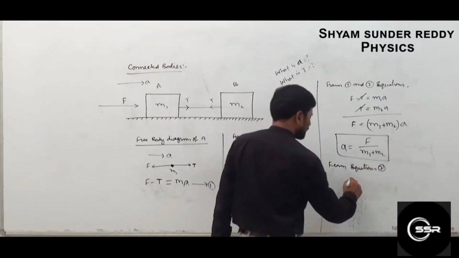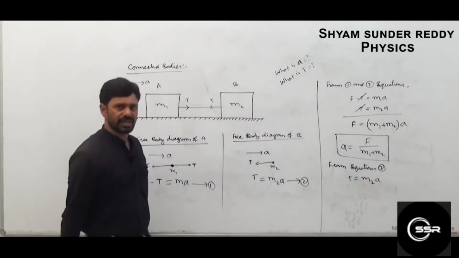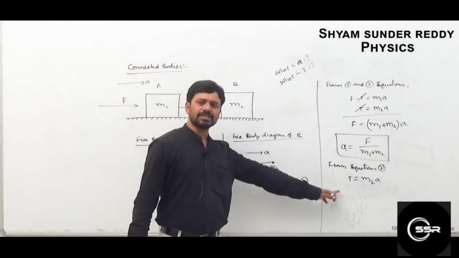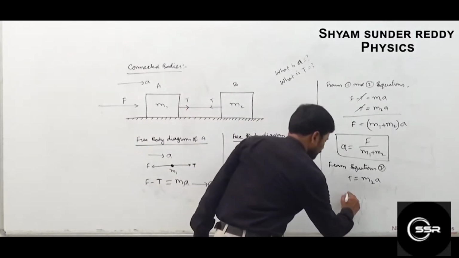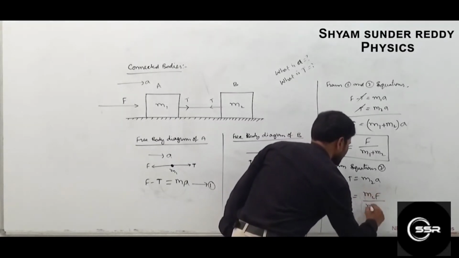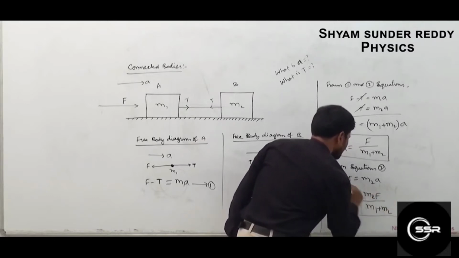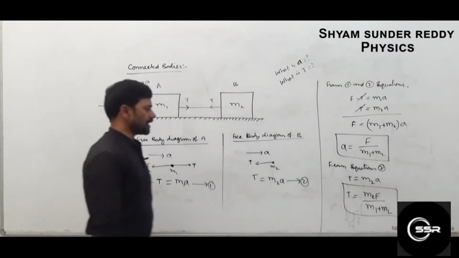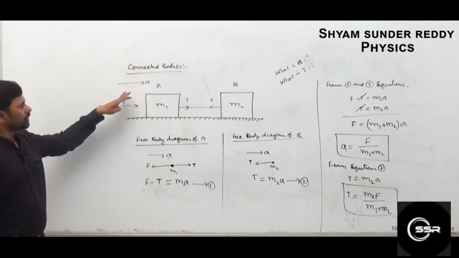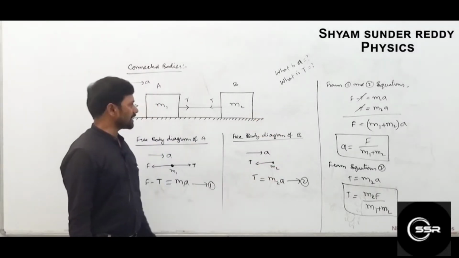From equation 2, T is equal to m2a. In the place of a, substitute this value, then we will get the tension value. T is equal to m2F by m1 plus m2. This is the tension. Simple. So here, acceleration is there as well as tension is there.